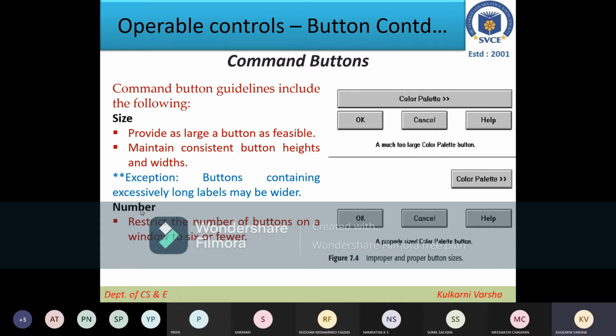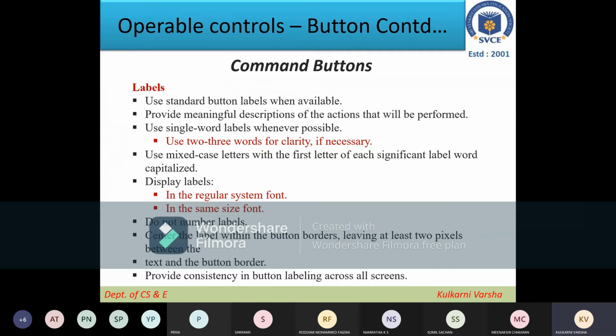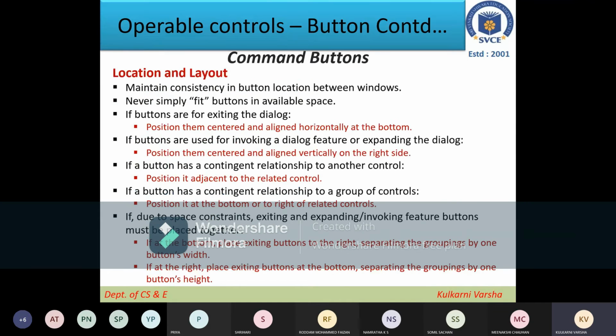Then we also talk about the total number of buttons. So restrict the number of buttons on the window to 6 or fewer. So these are the general guidelines. They are not saying it is a mandatory part. It's general guidelines which is saying restrict the number of buttons on the window to 6 or fewer. So this is, after label, we have seen the size and number.